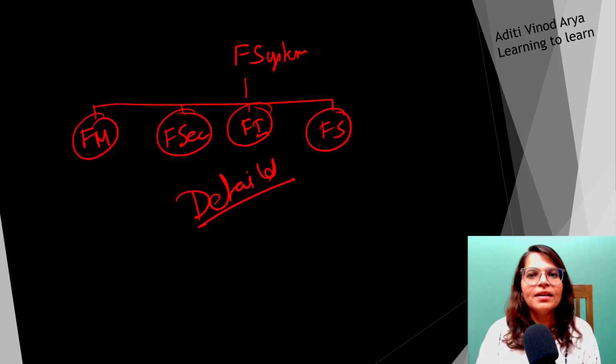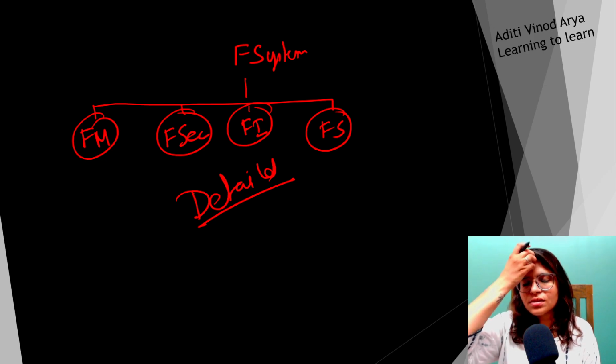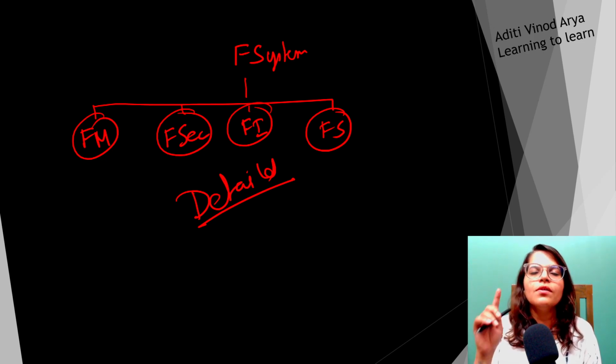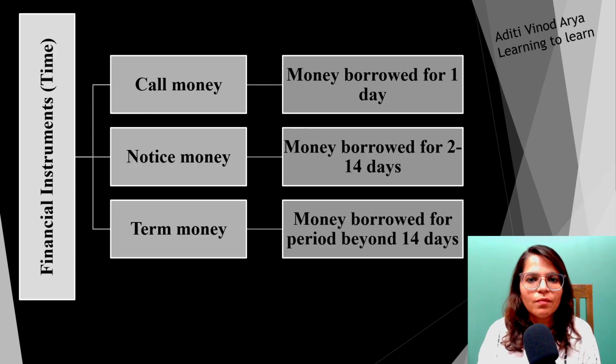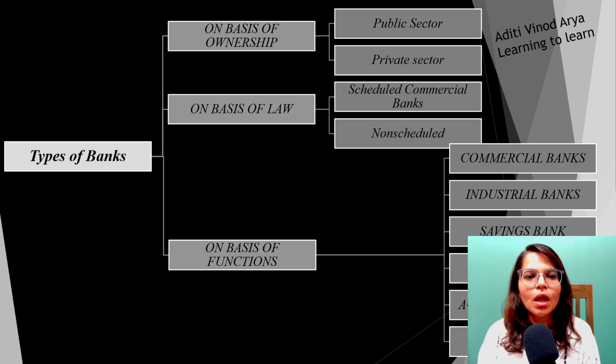This was the entire detailed session on the financial system, which includes 4 different elements: financial markets, financial securities, financial intermediaries, and financial services. The next time when we meet tomorrow, we are going to start with the types of banks.